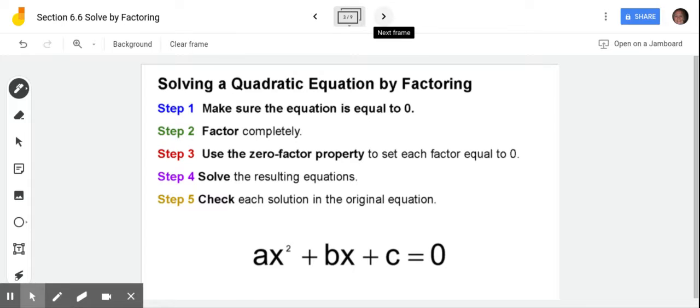So the first thing we do is we make sure the equation is set equal to 0. We factor everything completely, and that means finding GCFs. Don't forget about GCFs. They're very important. Once we have all of our factors, we're going to use the zero product property by taking each factor, or each set of parentheses, and setting them each equal to 0. We're going to have more than one equation, and we're going to solve each, and each of those is going to be an answer to our equation.